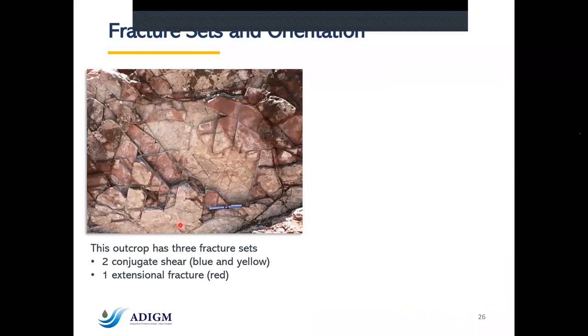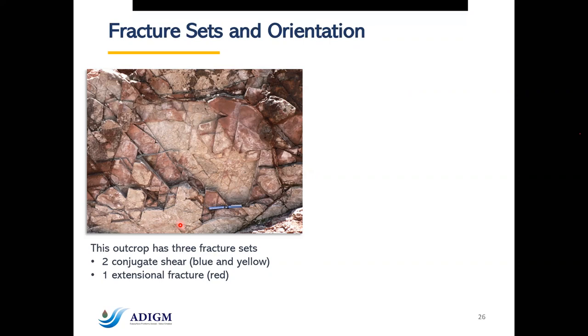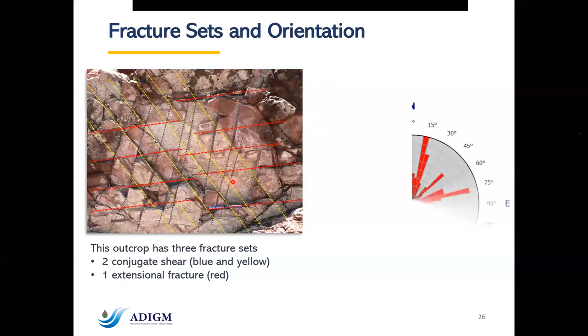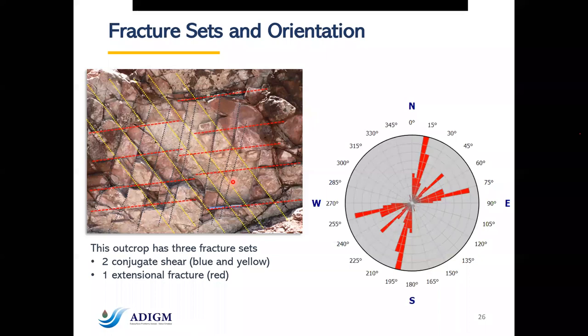One example of how to define the fracture sets: this is an outcrop picture. These fractures have three fracture sets. The first one is two conjugate shears presented by blue and yellow color in these directions. Let's say it is north and south directions. The other one is the yellow, which is northwest-southeast, and one extensional fracture presented by red. So in this case, we have three fracture sets or three fracture groups that need to be evaluated one by one. If we visualize it on the rose diagram, we will see three different scatters or three different graphs of these three fracture sets, so 1, 2, and 3.